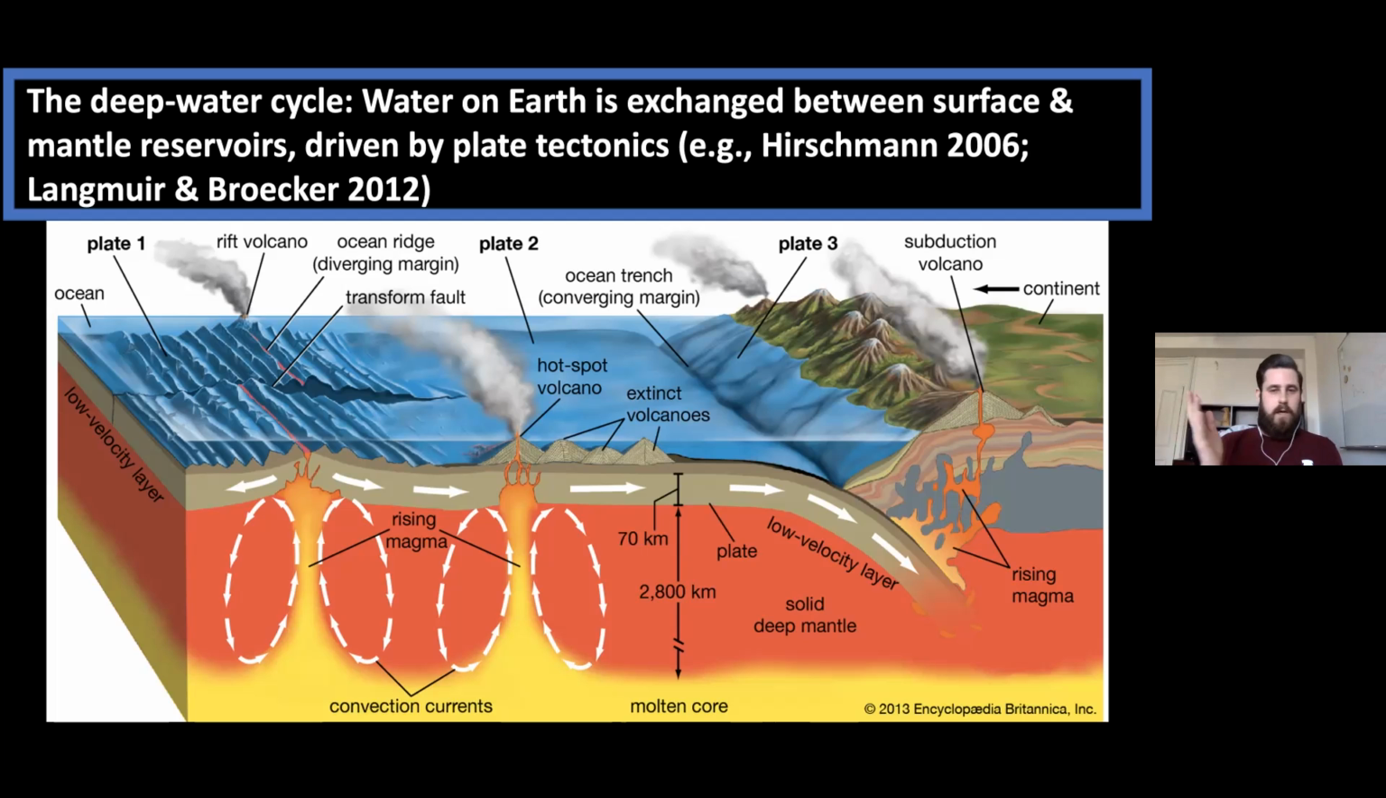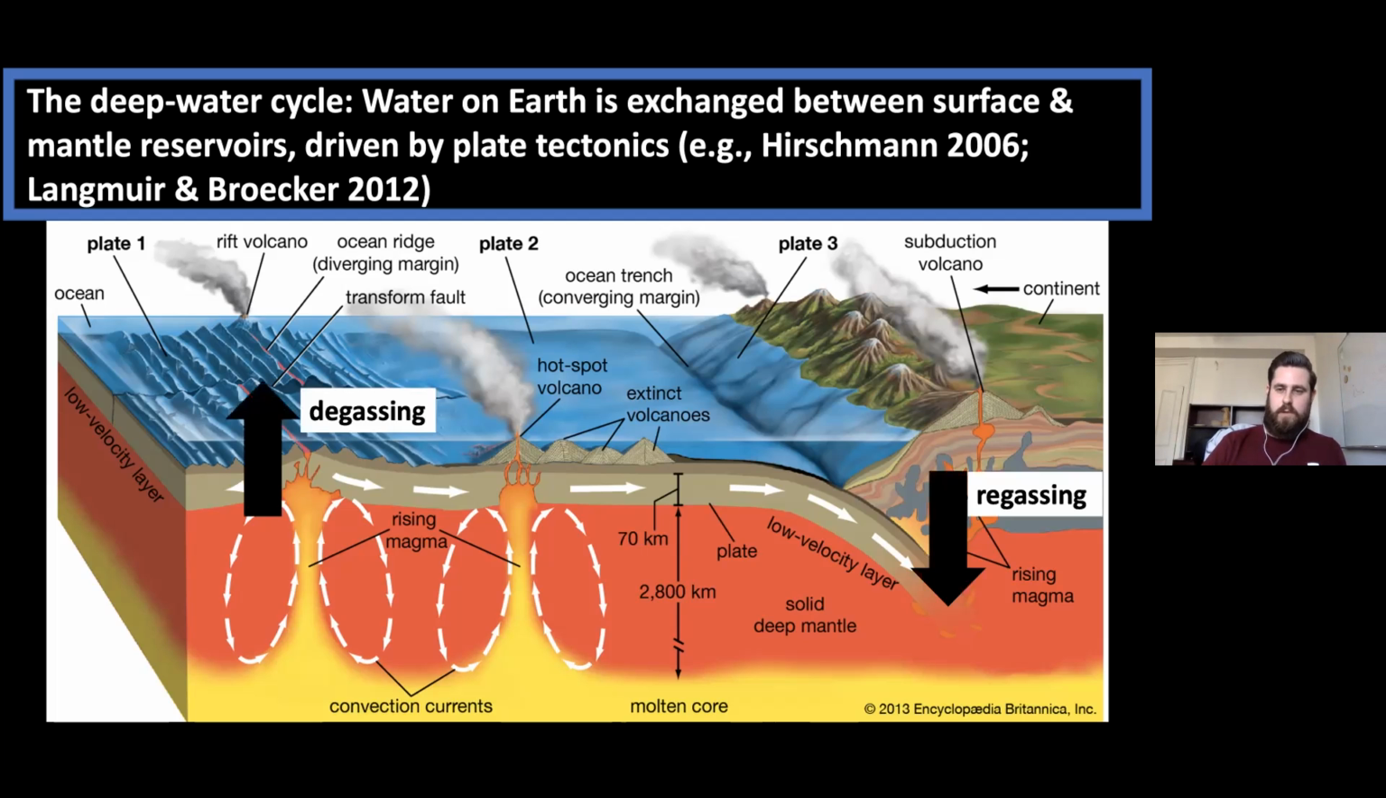This is kind of a complicated figure, so I just want to point out the two upwelling and downwelling limbs of this deep water cycle. On the left, the water is degassed from the mantle to the surface through mid-ocean ridge volcanism. And at these mid-ocean ridges is also where new crust is created. This crust is created at the mid-ocean ridge, and then it begins traveling. It's pushed towards the subduction zone, you can see there on the right.